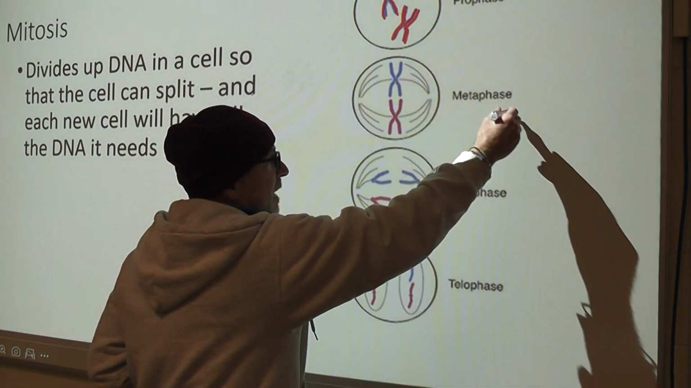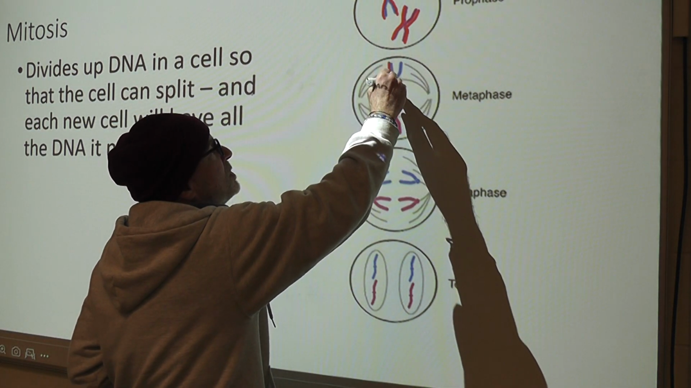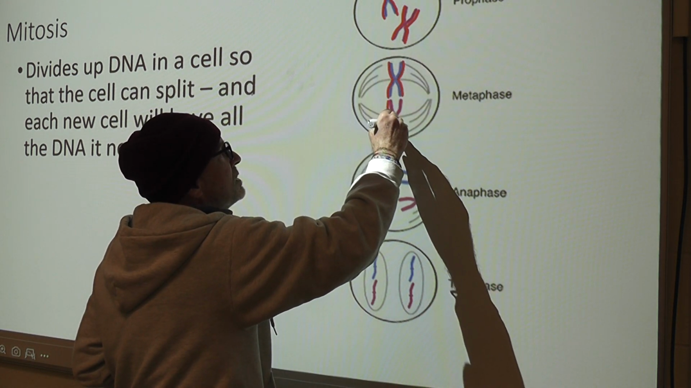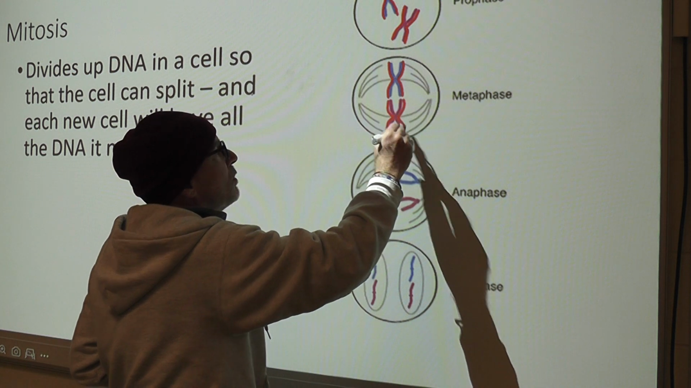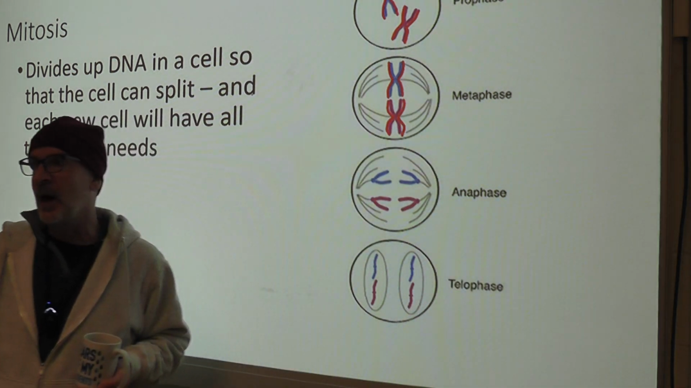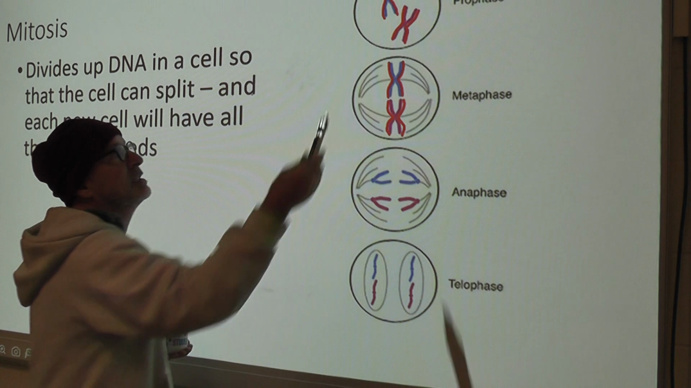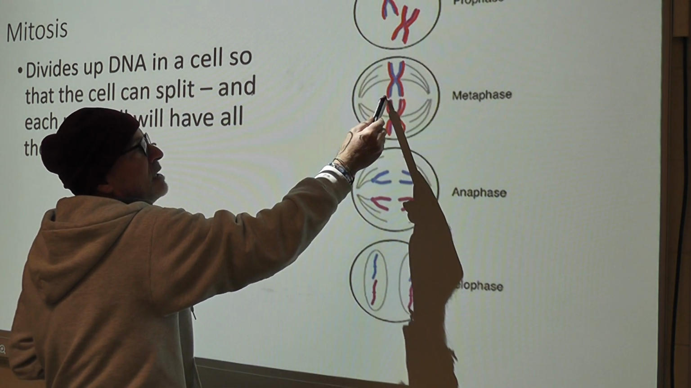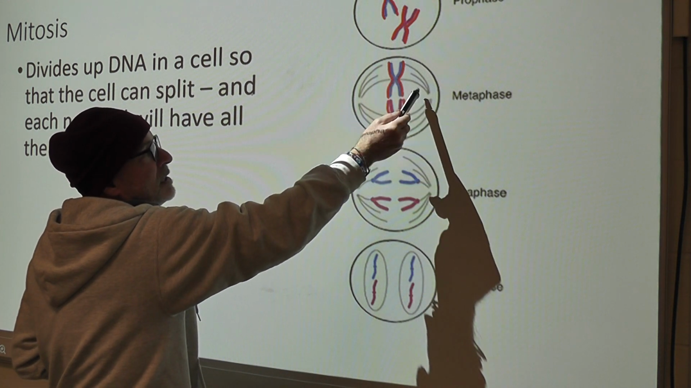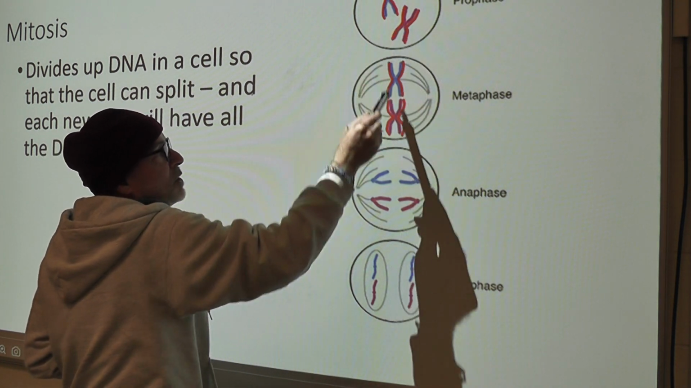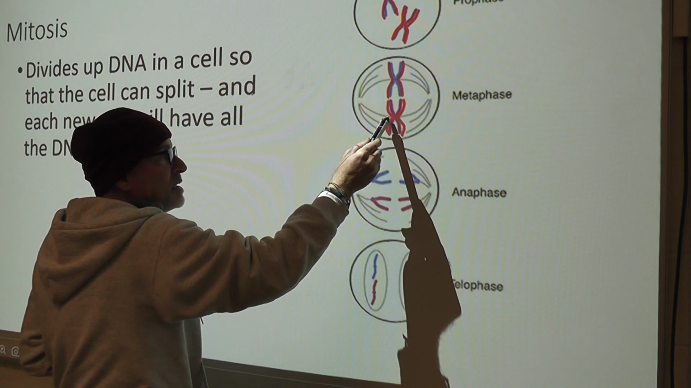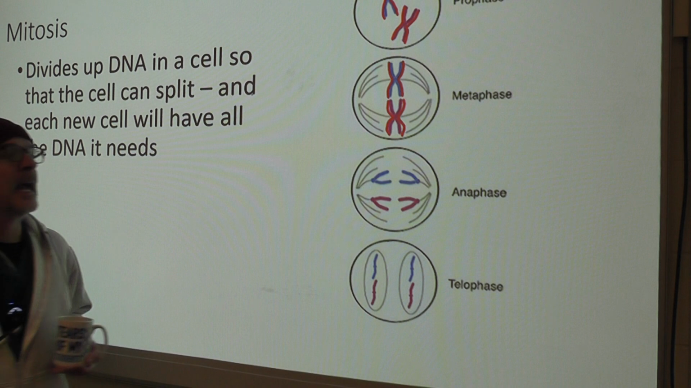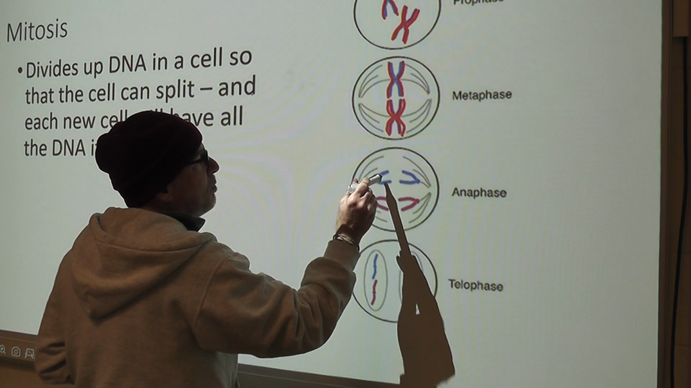In metaphase, our chromosomes line up along the middle of the cell, and they line up in a way such that each sister chromatid is on one side or the other of the cell. So this is the same chromosome that we saw before, lined up so that one sister chromatid is on the left side, one sister chromatid is on the right side. This chromosome lines up below it with one sister chromatid on the left side, one sister chromatid on the right side. Then those sister chromatids get pulled apart.